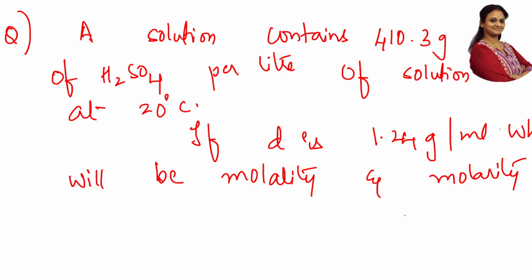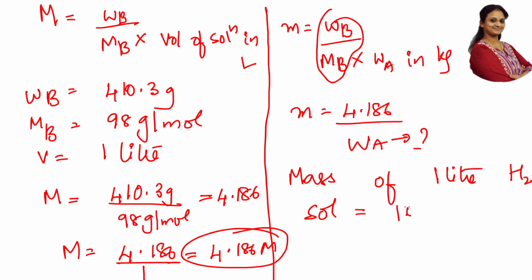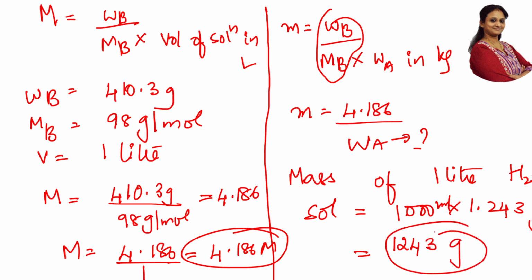Here they've given density. So what will I do? Mass I am to find by multiplying density into volume, 1.243 gram per ml. When I multiply this, this is ml and that is also ml, that both get cancelled and grams is left. That is 1243 grams. This is okay. Mass of 1 liter of sulfuric acid.